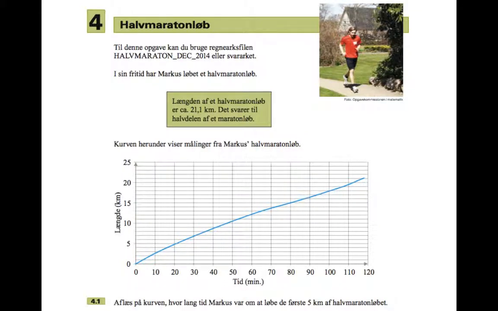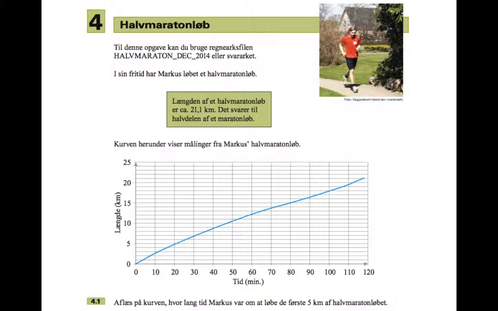Okay, question 4 is all about half marathons. It says you can use a spreadsheet file. We're not going to do that. We're just going to do it on the paper. And it says, in his free time, Marcus runs half marathons. The length of a half marathon is about 21.1 kilometers, corresponding to half of a marathon.